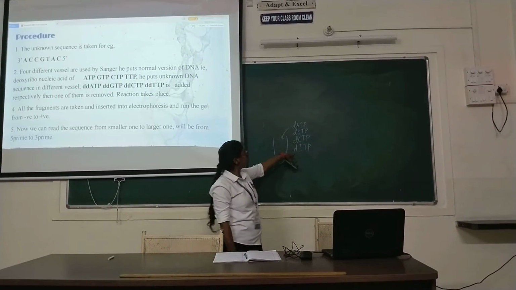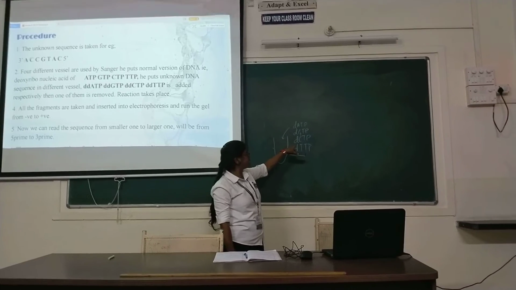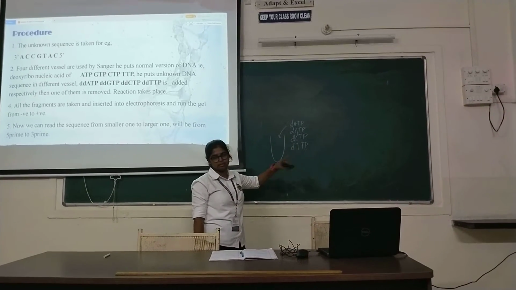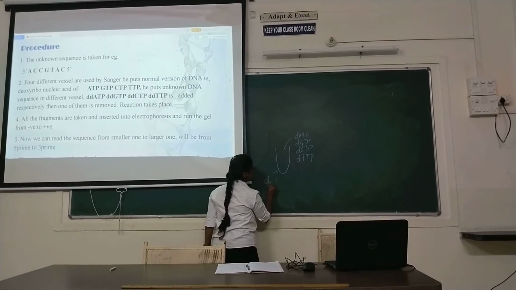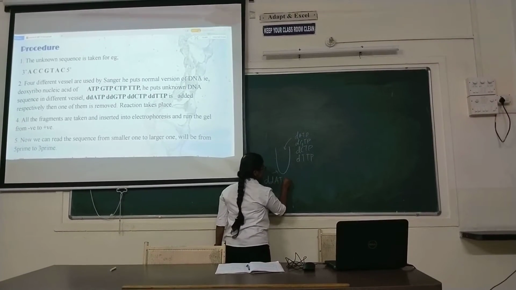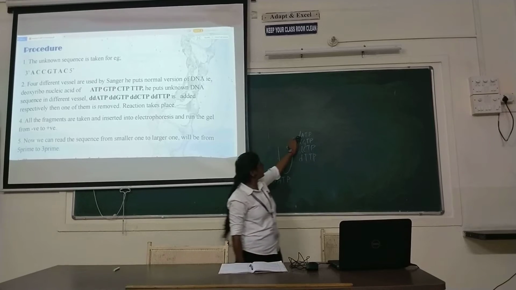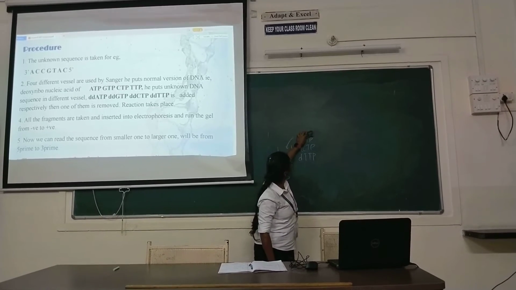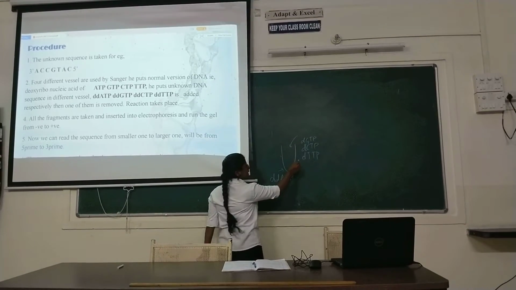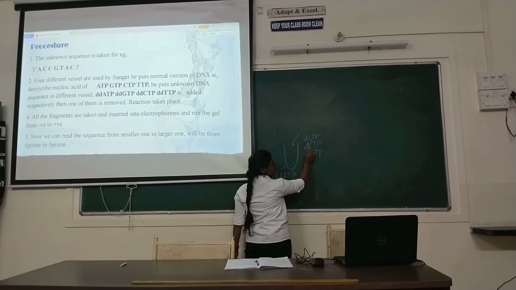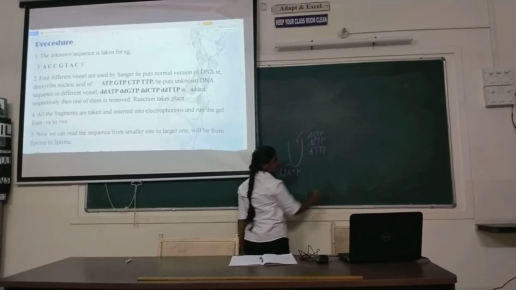We have normal dATP, dGTP, dCTP and dTTP. And if we add ddATP, then this gets removed. Now what do we have in this result? ddATP, then dGTP, dCTP, dTTP.